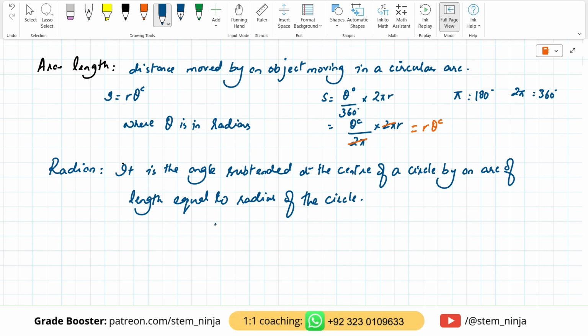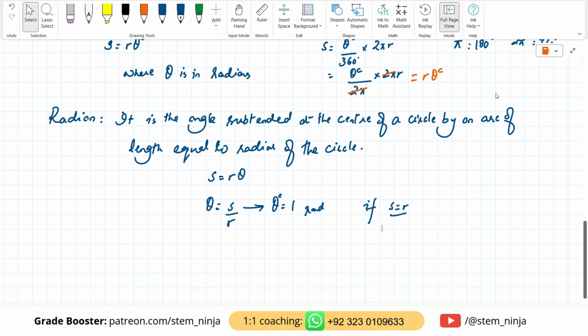So what that means is if you have S is equal to r theta, then theta would be a ratio of S and r. So if S is equal to r, this transforms into theta is equal to 1. This would be 1 radian. So the definition of radian: it is the angle subtended at the center of a circle by an arc. This is an important keyword over here, subtended at the center by an arc of length equal to the radius of the circle.